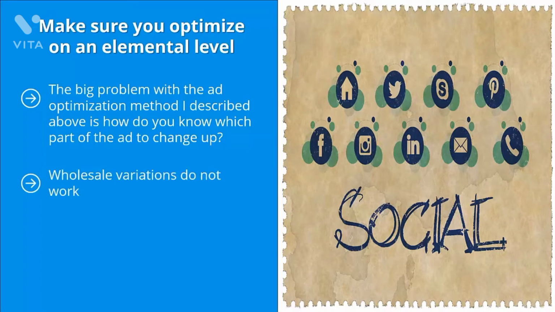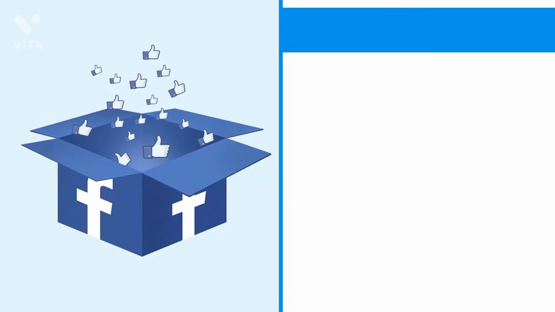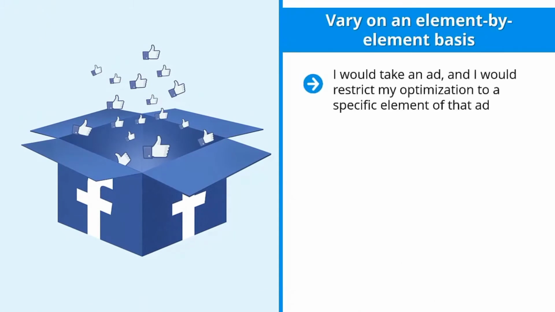You can't just take an ad, see that it doesn't work, replace it with a completely different ad, see that it doesn't work, and then repeat that process. Even if you're spending very little money, it still burns a tremendous amount of time, effort, and opportunities. You need to have a better way to turbocharge your results. Vary on an element-by-element basis. I would take an ad, and I would restrict my optimization to a specific element of that ad.